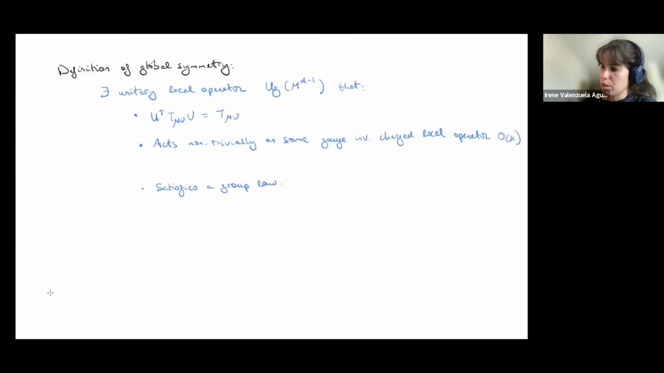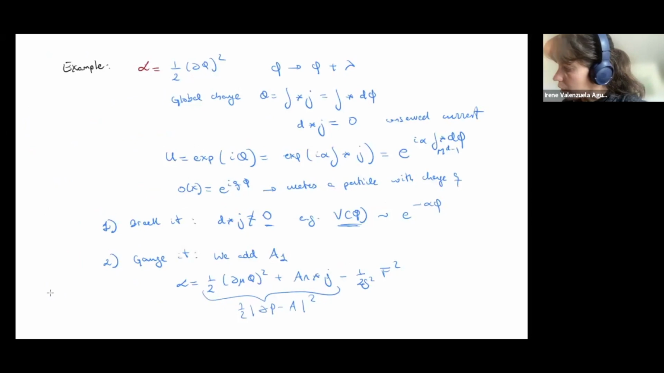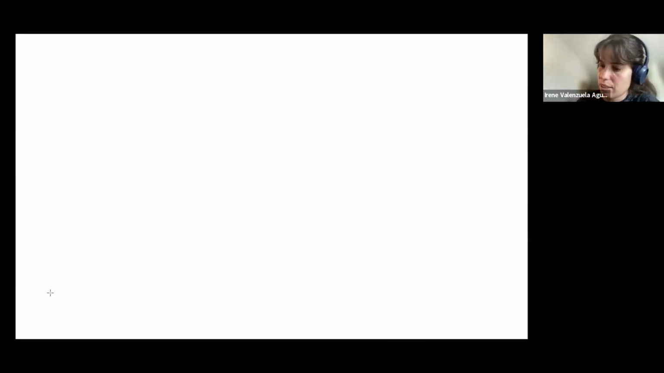Because what it means, let me add one page. What it means is that now the theory is invariant under the combined transformation, right? Of phi plus lambda x. So now we can promote this to even a local quantity. Okay. A minus d lambda x. Okay. So now the symmetry is gauged. And I have two types of transformations.